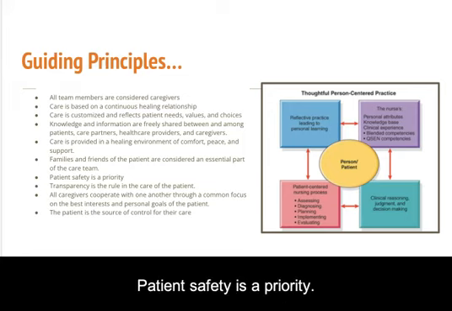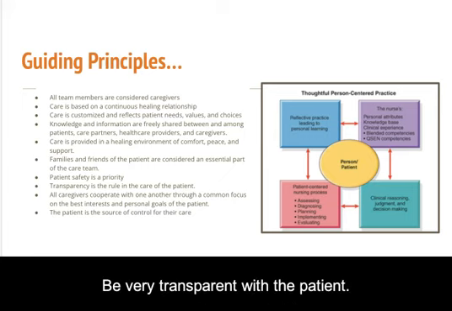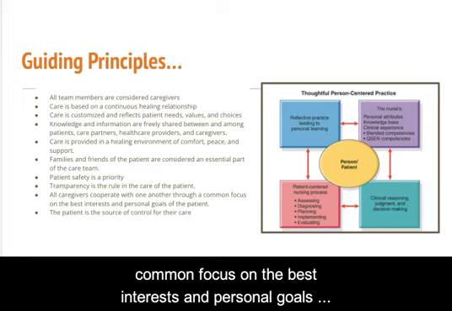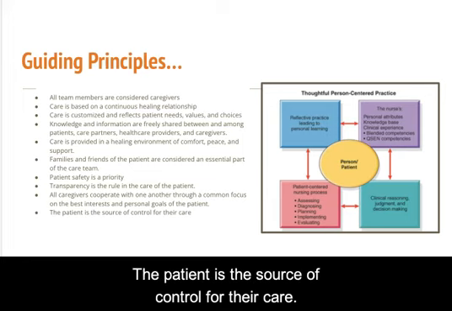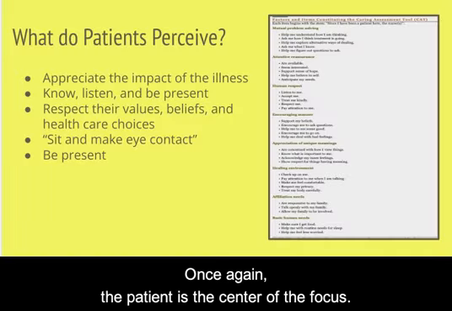Patient safety is a priority. Transparency is the rule in the care of the patient. Be very transparent with the patient. All caregivers cooperate with one another through a common focus on the best interests and personal goals of the patient. The patient is the source of control for their care. Once again, the patient is the center of the focus.